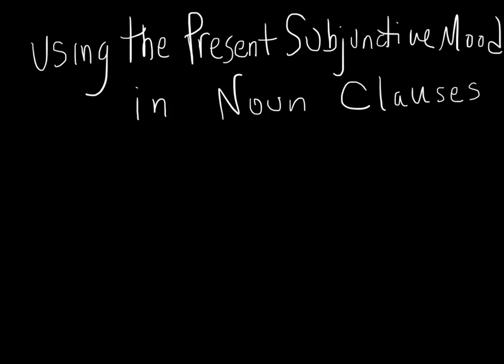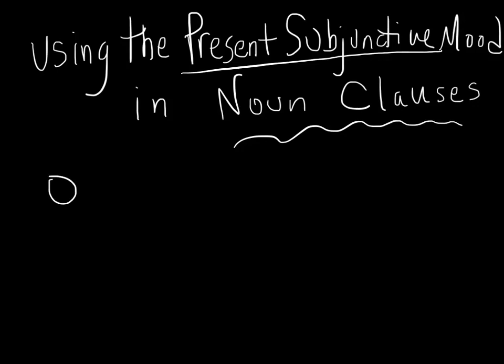This presentation is to talk about how to use the present subjunctive verb forms that you've been seeing in class in something called a noun clause. Our lesson is only going to concentrate on the present subjunctive mood, and we're only going to concentrate on its use in noun clauses. There are some other clauses that need subjunctive, but we'll get to those later, probably in Spanish 4.